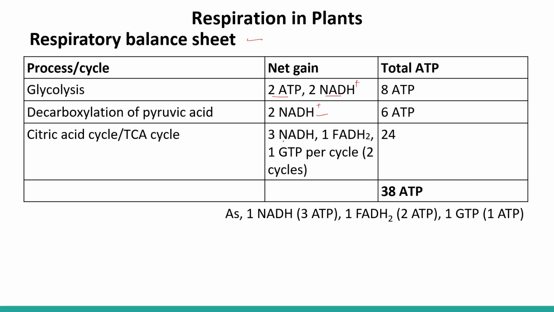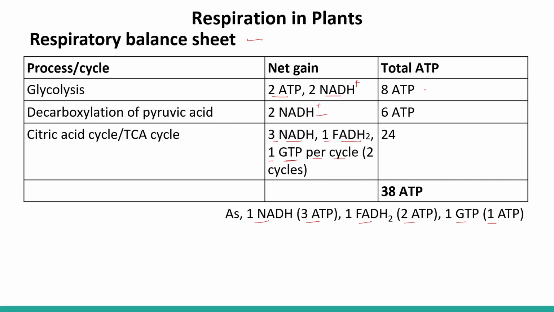During the TCA cycle, what happens? NADH was produced 3 times, FADH2 was produced 1 time, and GTP was produced 1 time. The Krebs cycle occurs twice, so we have to multiply everything by 2. This means 6 NADH, 2 FADH2 and 2 GTP. Now we know that 1 NADH corresponds to 3 ATP, 1 FADH2 corresponds to 2 ATP and 1 GTP corresponds to 1 ATP.